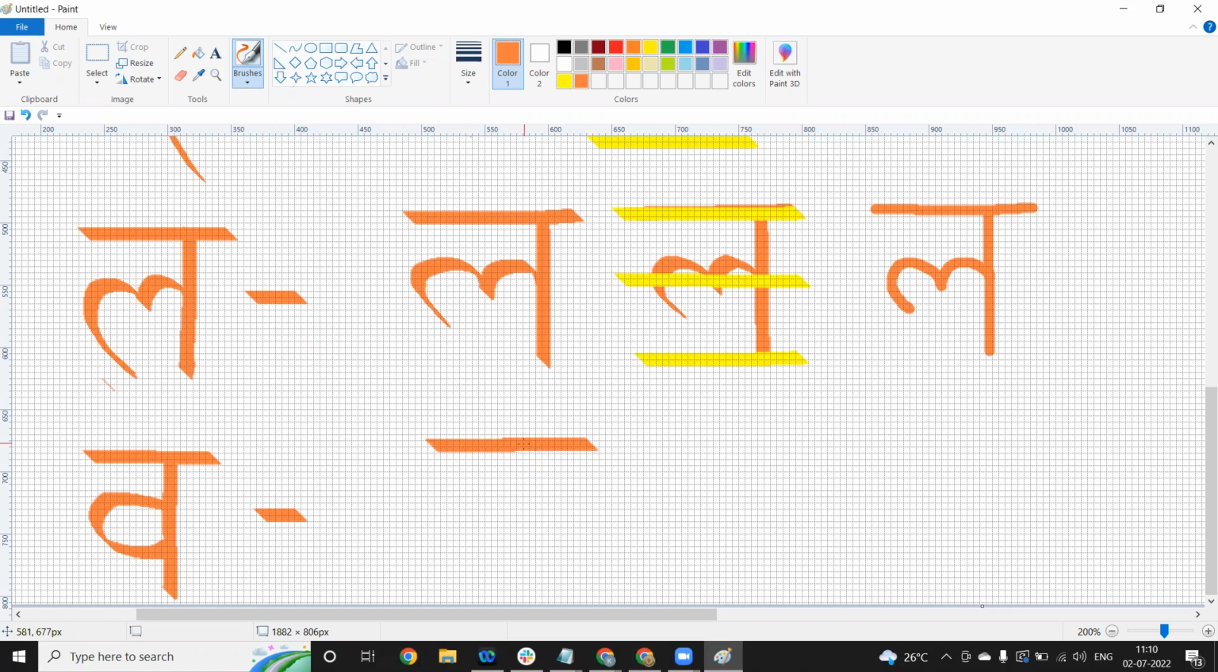Again in this letter, there is not much difference. We start the same way. We draw this vertical stroke in between. The only thing is this loop that we draw here: here it is more rounded, and here this is an oblong kind of a shape.